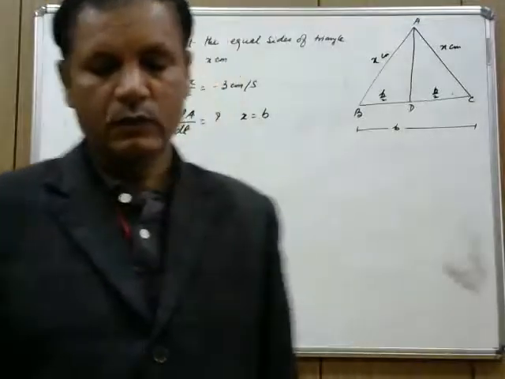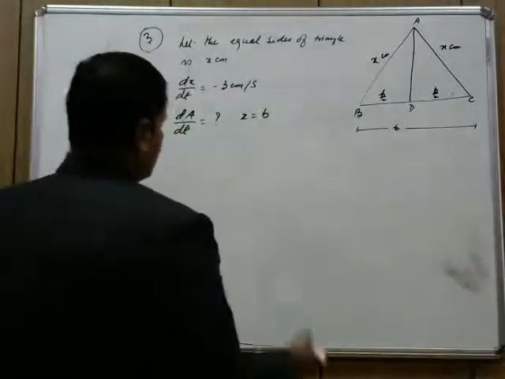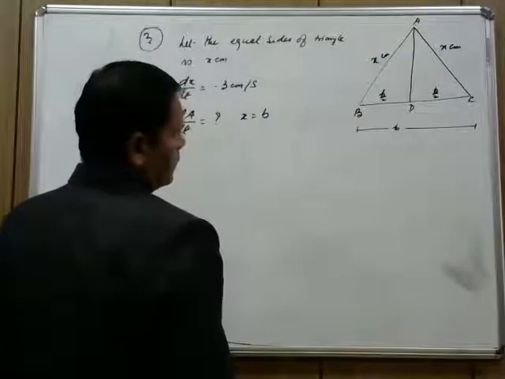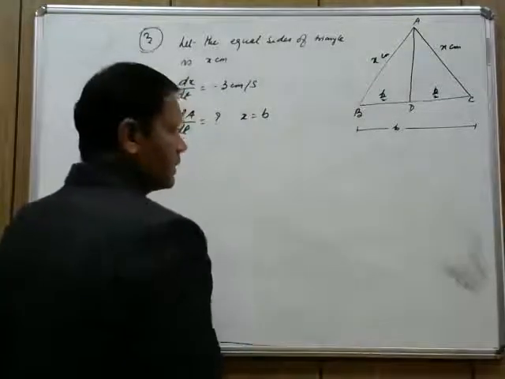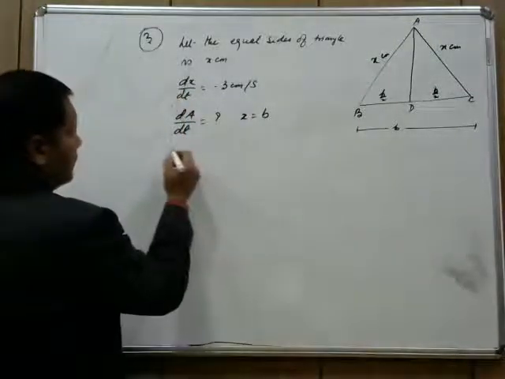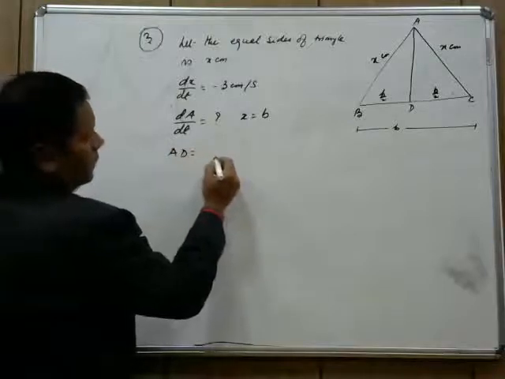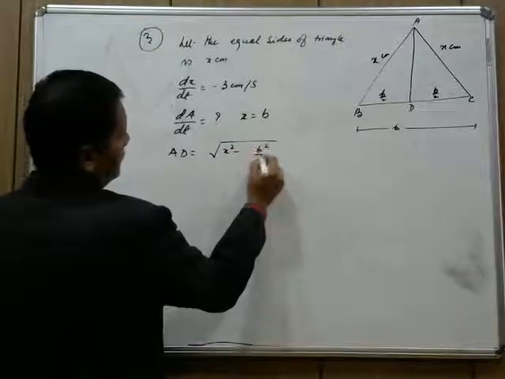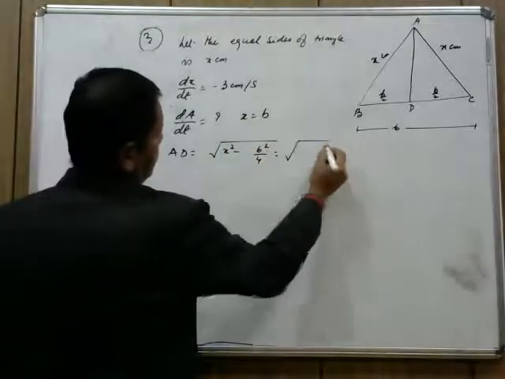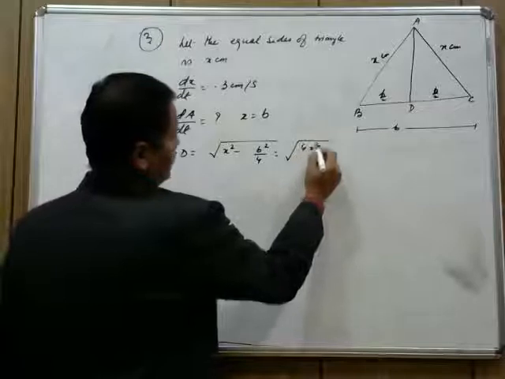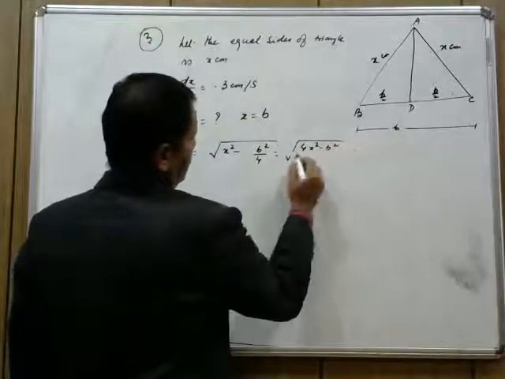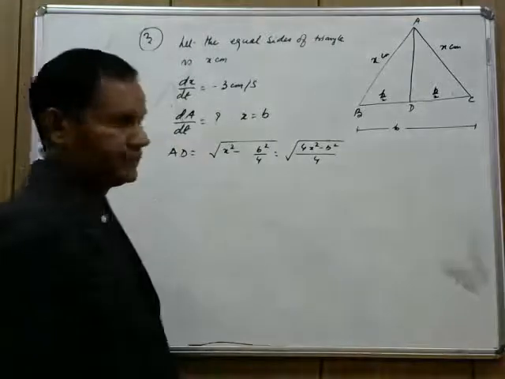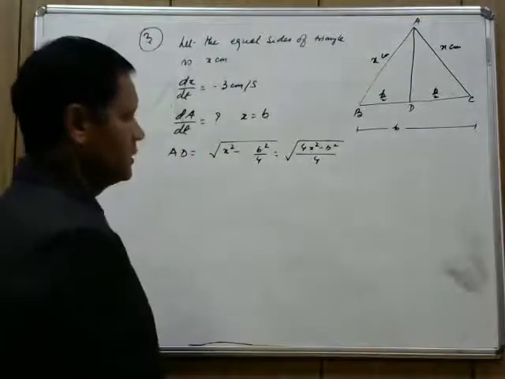This is the question. We know that in triangle ABD, AB is x, BD is b by 2, and therefore AD is equal to under root x square minus b square by 4, and that is equal to under root 4x square minus b square upon 4. This is the value of AD.